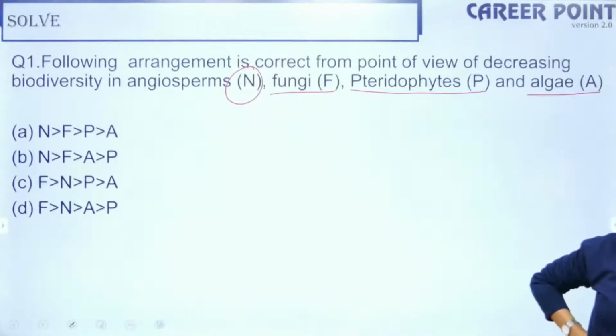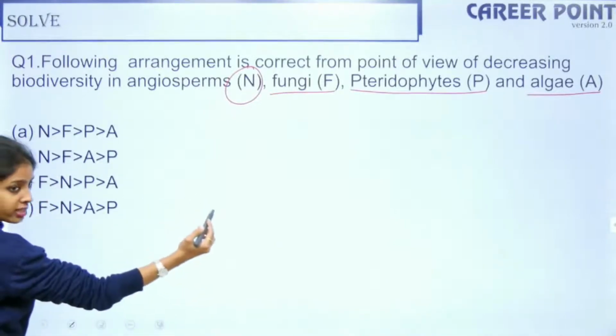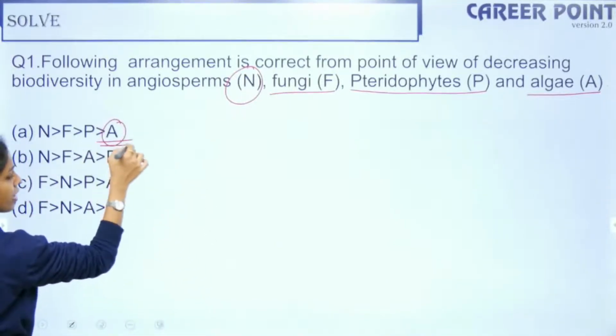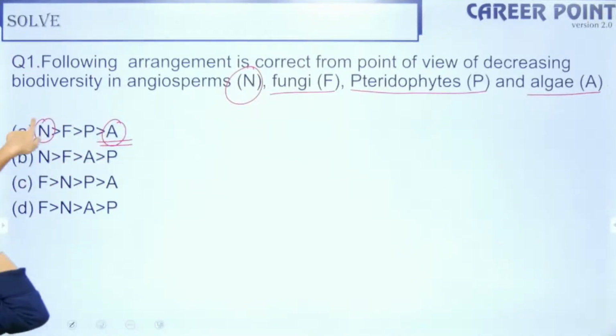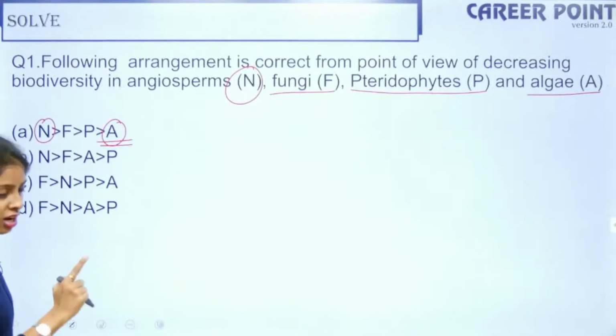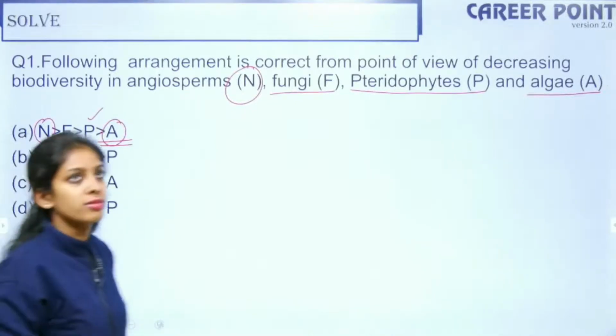A. Decreasing order. Biodiversity decreases as you go like this. So this means your algae has the least biodiversity, angiosperm has the highest biodiversity. Is it angiosperms or fungi? Yesterday someone asked me and I told you it is fungi and then you have your angiosperms, right? Yes? So angiosperms, fungi, pteridophytes, algae. So pteridophytes are more.